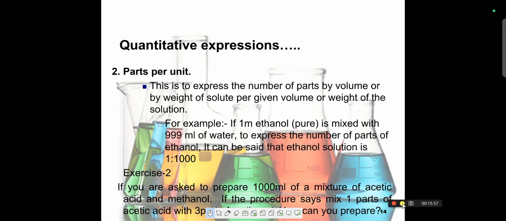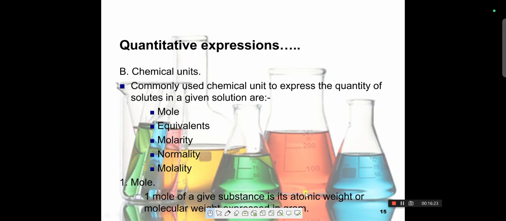So let's understand that it is the expression of the number of parts by volume or by weight of solute per given volume. So if you have to prepare any solution, you can say that amount is the ratio of the number of parts of the solute that is mixed with the weight of solute per given volume, right?